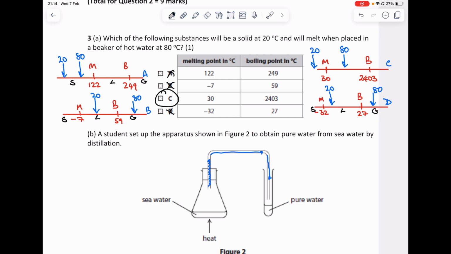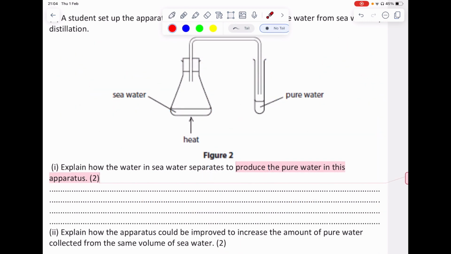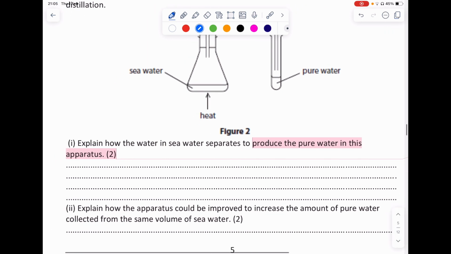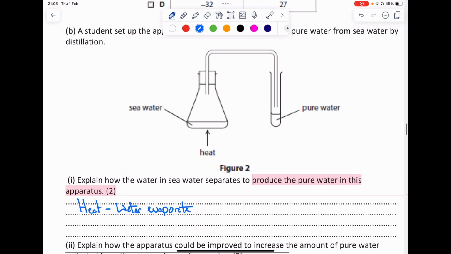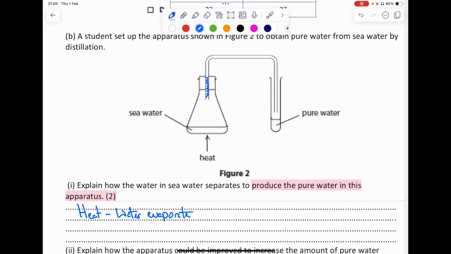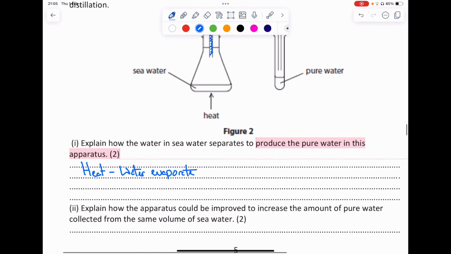So the only sensible option is C. Now, what we have here is seawater that has been heated, and we need to explain how we separate it to produce pure water in the apparatus. So what's going to happen is we will heat the seawater, and when we heat the seawater, the water will start to evaporate, and it will rise up the tube here, and the idea is along this tube it will start to condense.